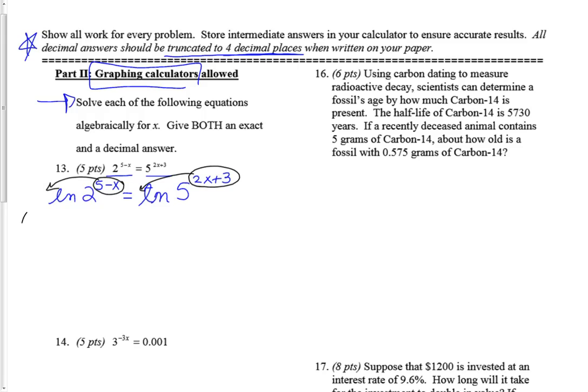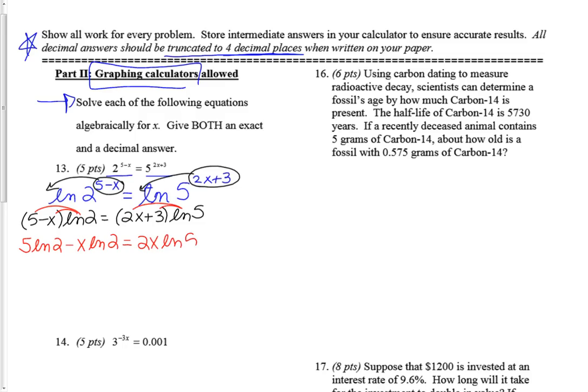So now I have 5 minus x times the ln of 2 equals 2x plus 3 times the ln of 5. Remember that we needed to put those exponents in parentheses because both of the things in the exponent went with the ln of 2. So if I distribute my ln of 2, I really have 5 ln of 2 minus x ln of 2 equals, and I distribute on the right, 2x ln of 5 plus 3 ln of 5.